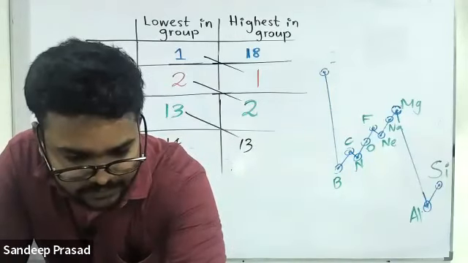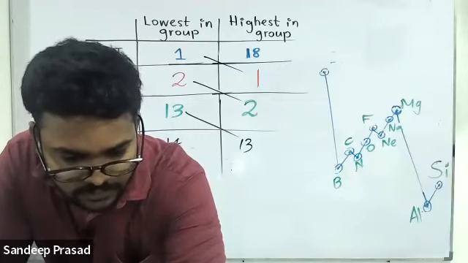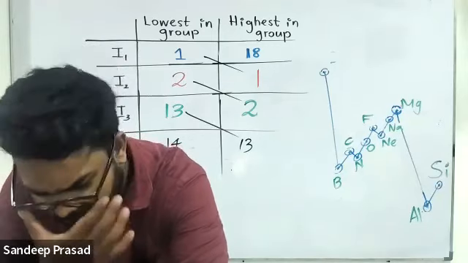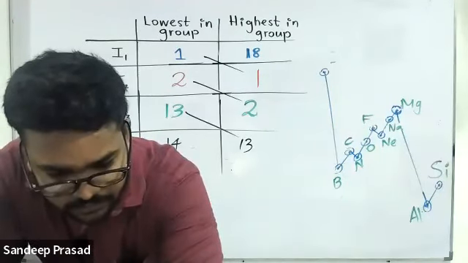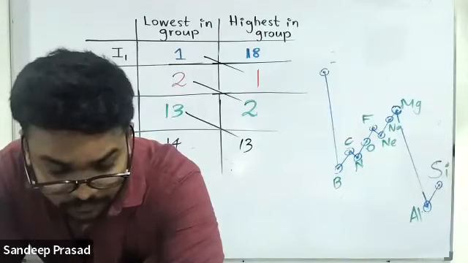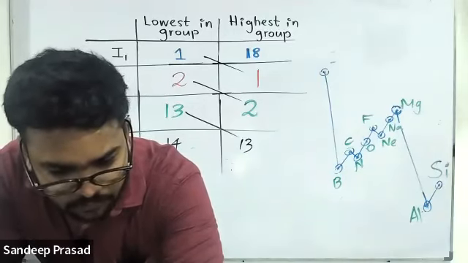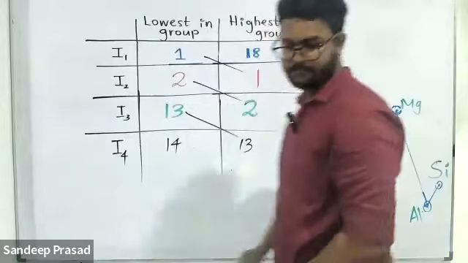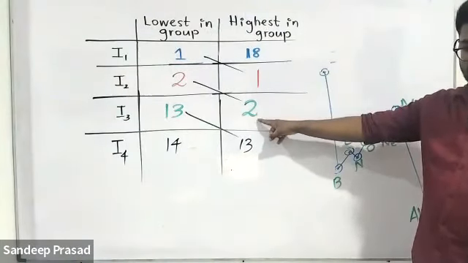So if two electrons are removed from magnesium, it is equal to neon. So how will the highest group behave? If two electrons are removed from magnesium, it gives the neon configuration. So how does the highest in the group behave? I'm talking about the third ionization energy.